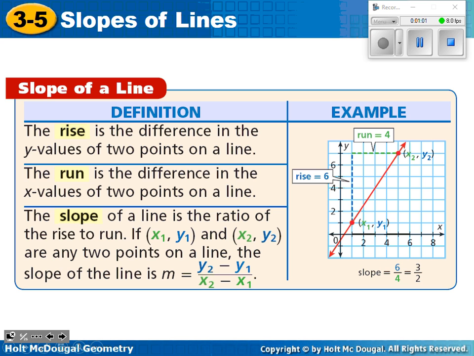Rise, we already said in the review there, was the difference in the y values. And so when we look at the slope formula, which is rise over run, slope formula is down here. You'll notice that the difference in the y's is on the top. y2 minus y1. Run is going to be the difference in the x values.